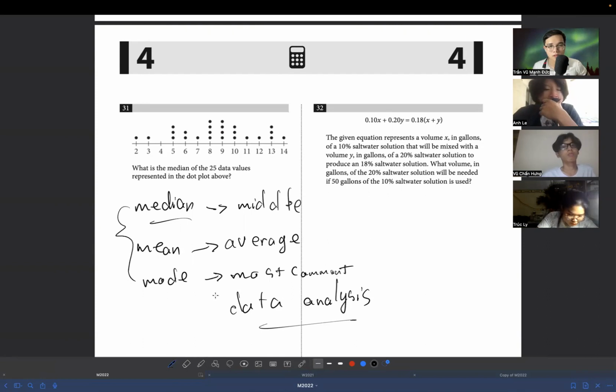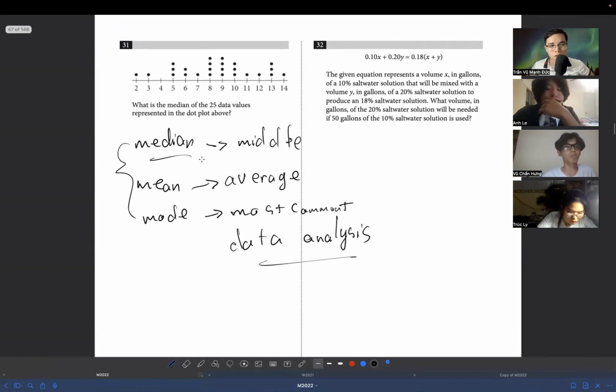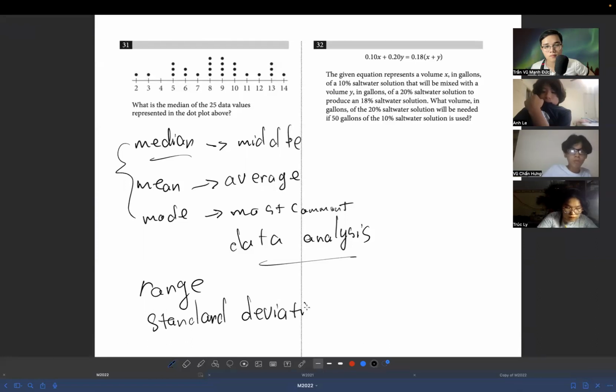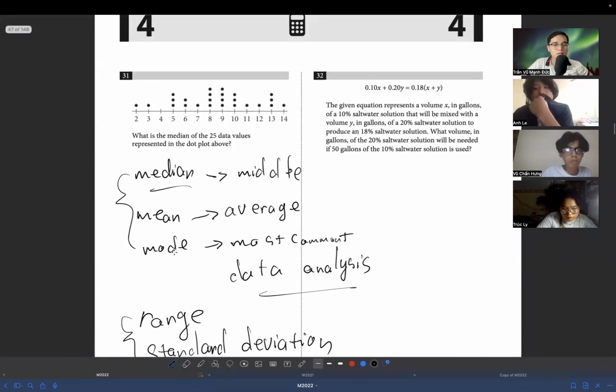These are the most important, and you have range also, but we'll stumble on that later. Range, and you have standard deviation, which I promise is a lot easier than it sounds. And these we'll stumble upon later. And this is the median.